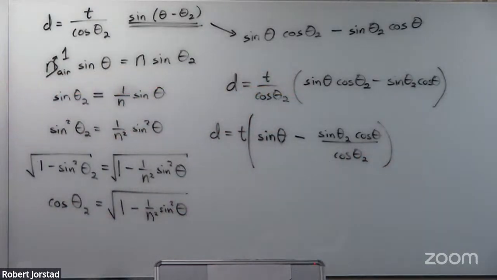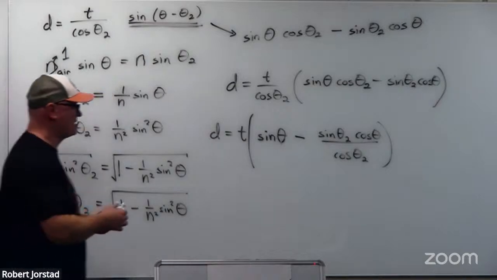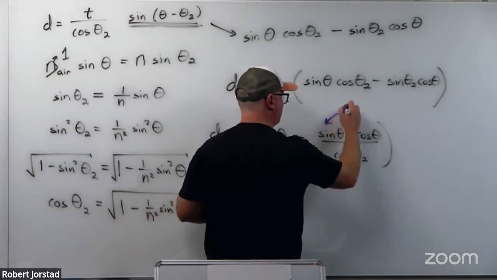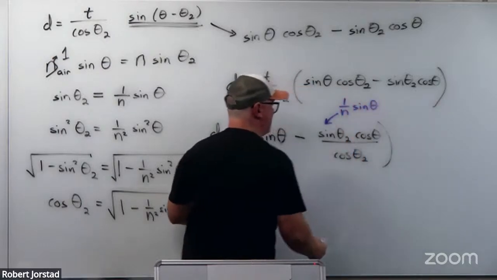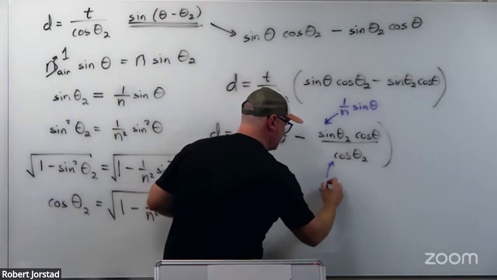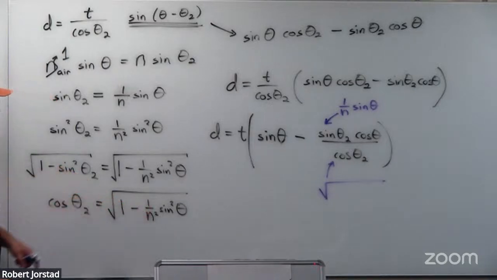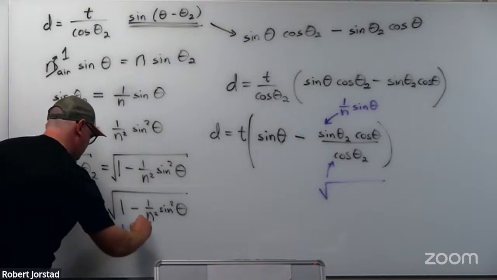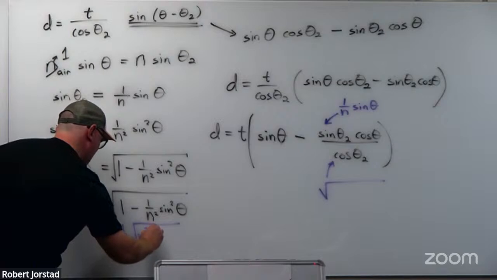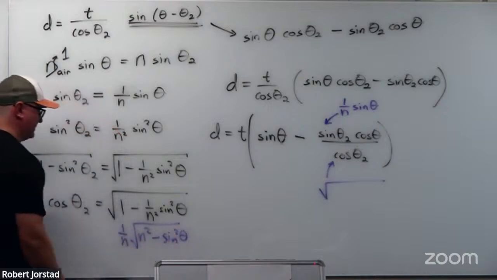Now, if we plug in this information, what was sine theta 2? It gives us this 1 over n thing here. And then down here, we get this big square root thing. And I'm going to actually factor out this 1 over n, right? So if I factor out a 1 over n, that would give me n squared minus sine squared. And I think you'll see why in just a minute.